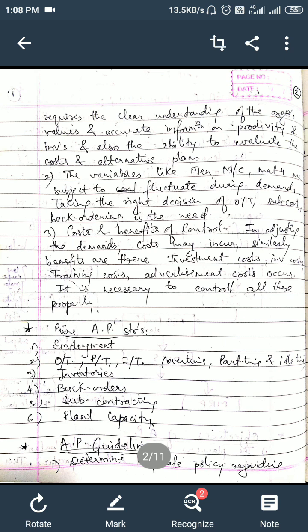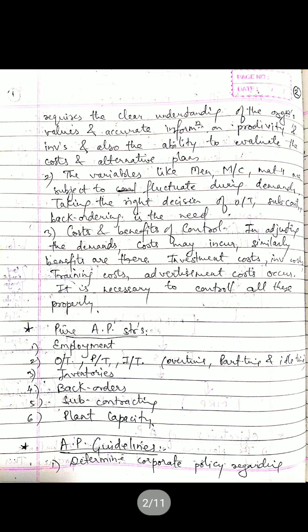At the same time, different variables like men, machine and materials are also fluctuating. So in such a case, we have to take the right decision whether to go for overtime, whether to go for subcontracting or to increase the inventory levels. Such decisions can be taken correctly if you plan systematically. The third objective is we need to keep control over the costs and the benefits. If you don't plan systematically, it may backfire and there are chances that you may be under loss or the different costs increase. Correct?